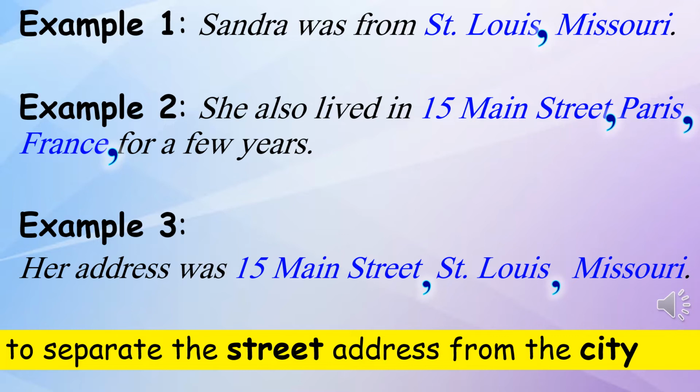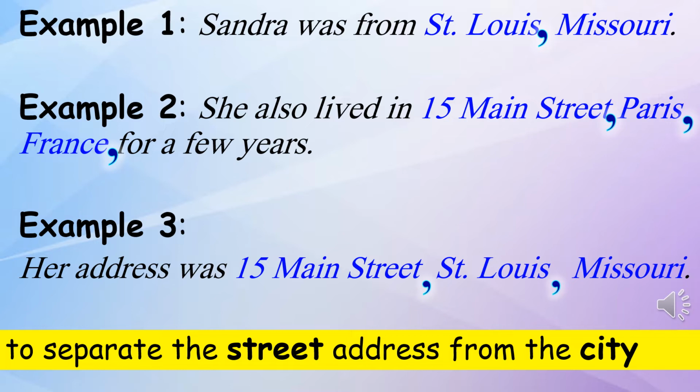Example 2. She also lived in 15 Main Street, Paris, France, for a few years. In this sentence, we use a comma between 15 Main Street and Paris, which is a street name and the city's name. We again use a comma after Paris to separate the city from the country. And again after France, because the sentence is being continued.